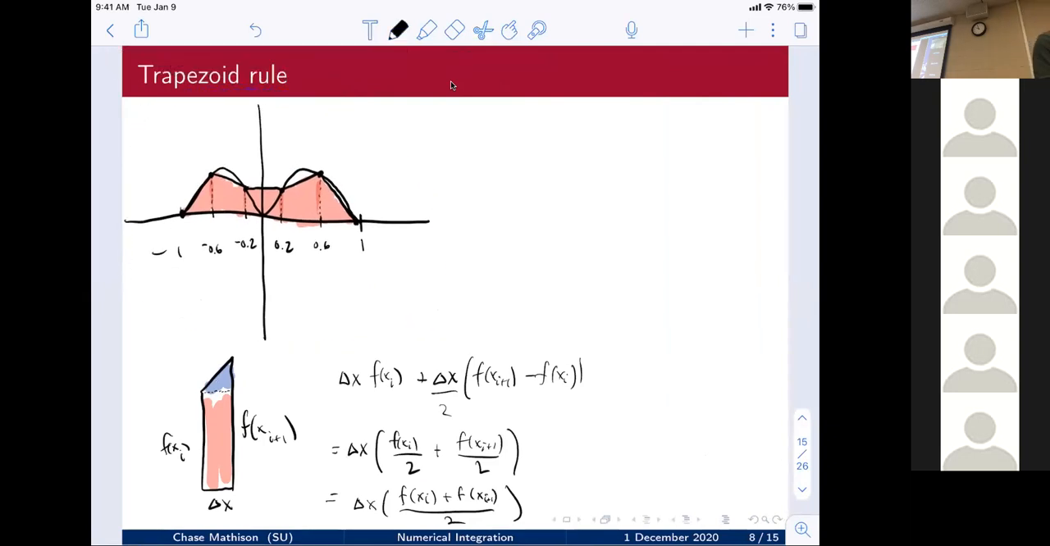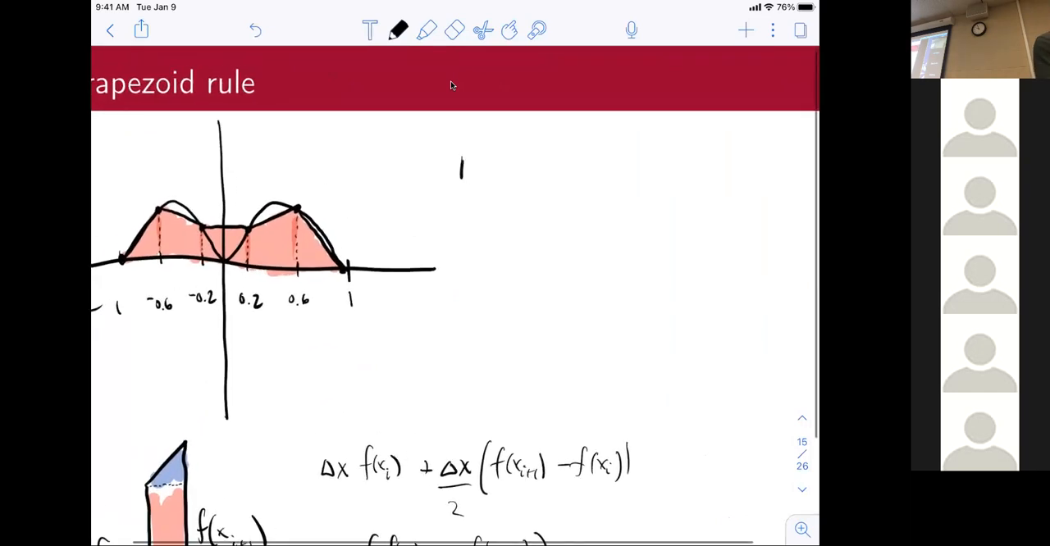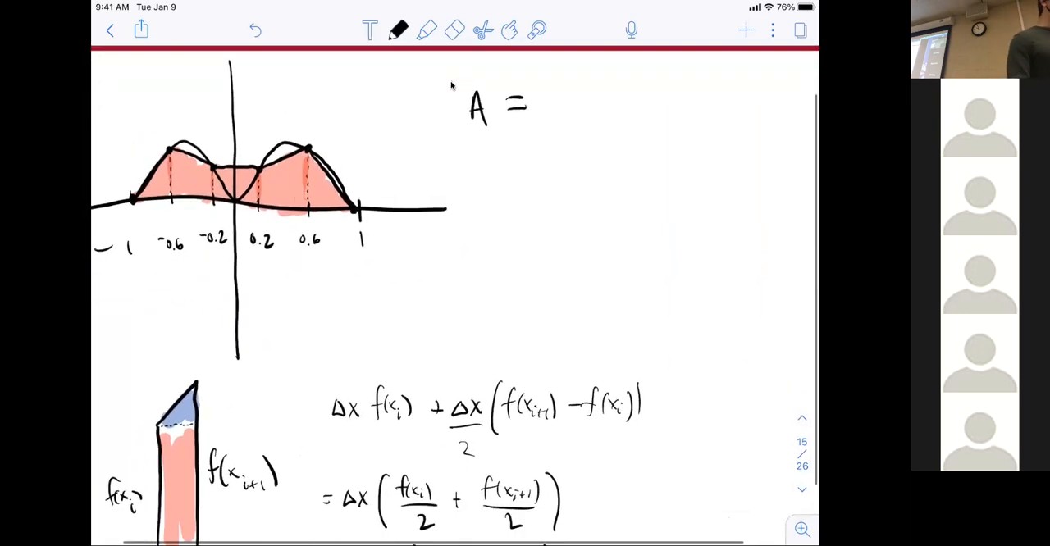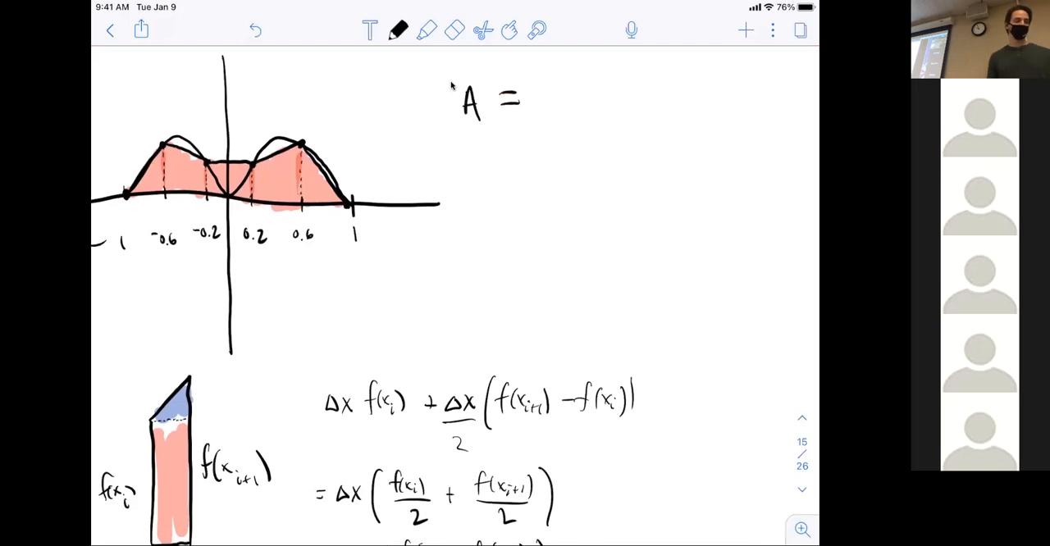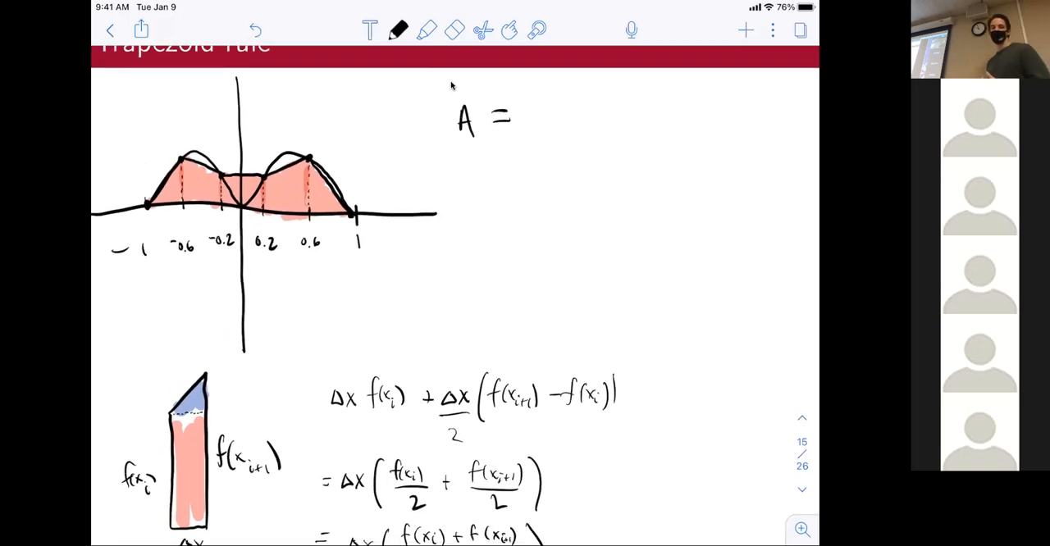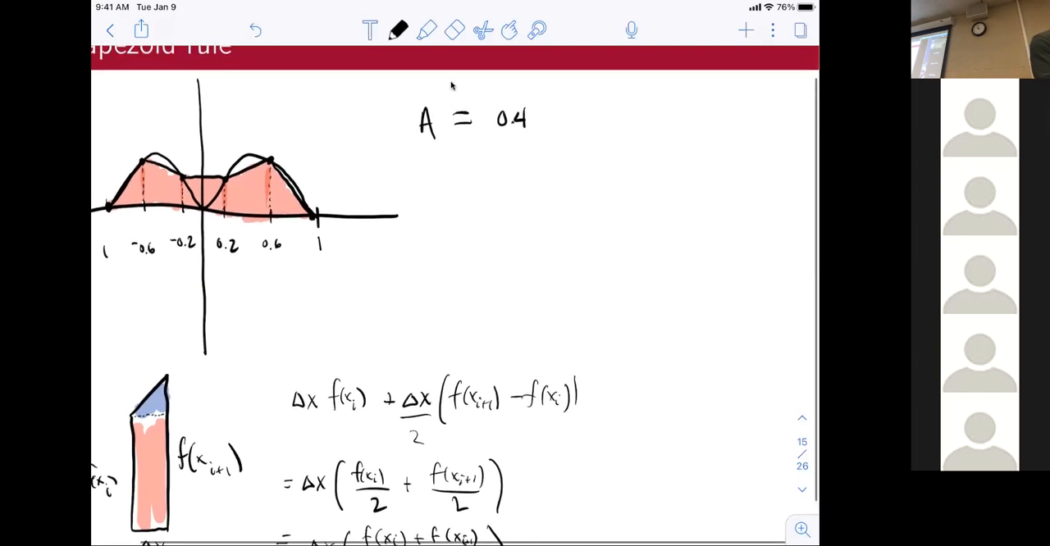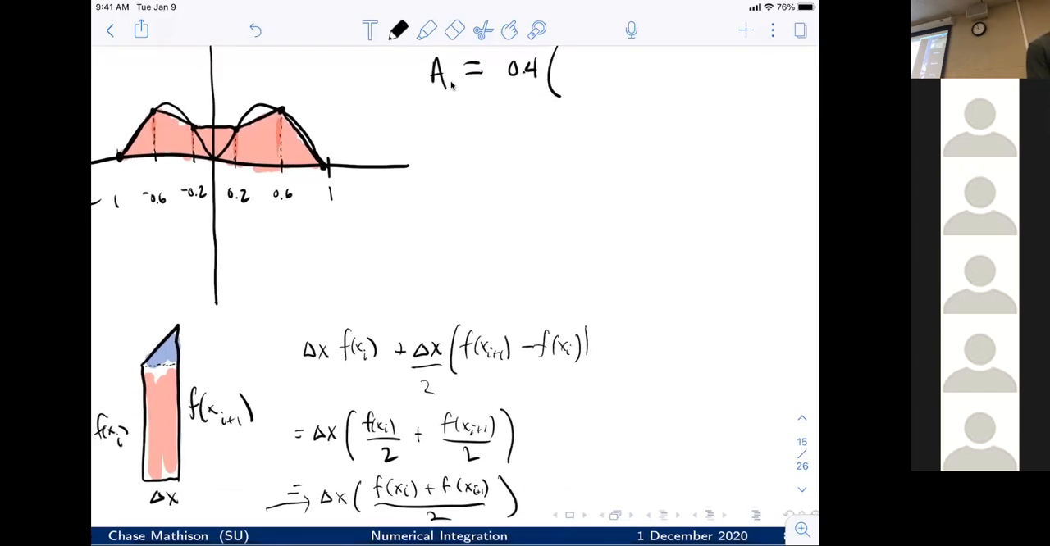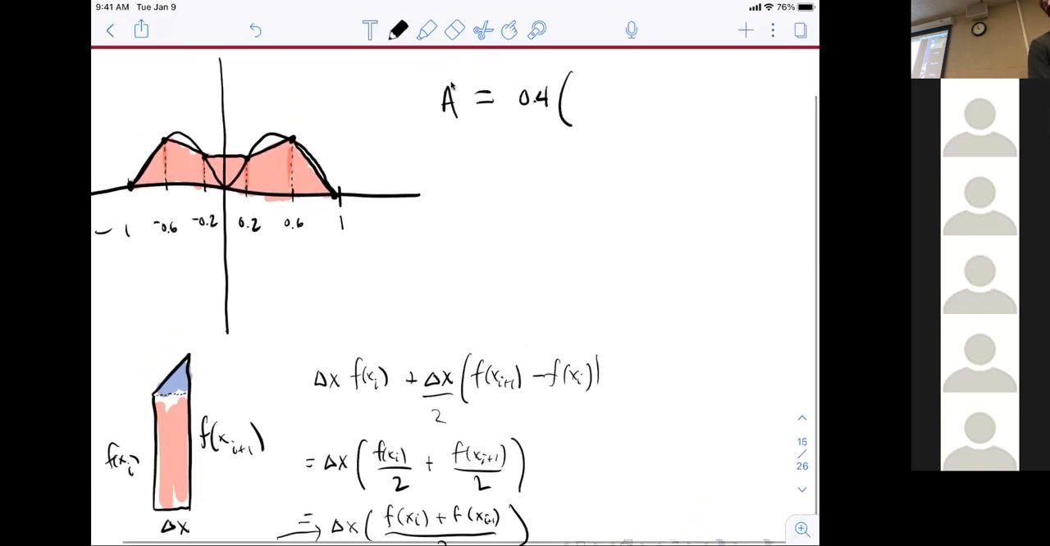So I want to find the red area. So I can say A is my approximation of the area. Well, what's the area of the first trapezoid, or in other words, the triangle on the far left? Well, all of these have a width of what? 0.4, exactly. So my width there is 0.4 times, well, I'm just going to plug into this formula. F on the left is 0 pretty clearly, right?